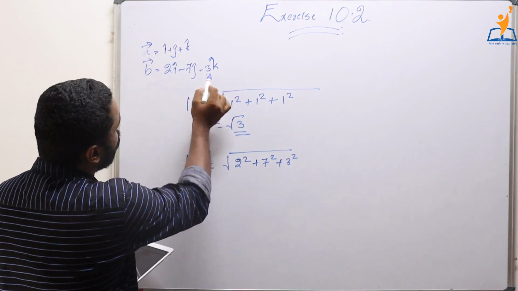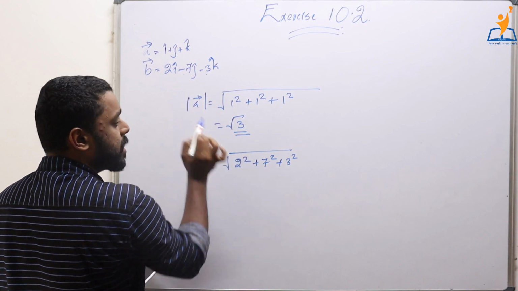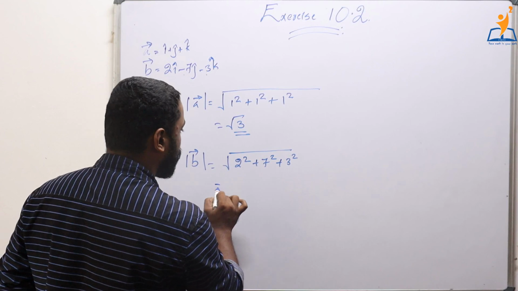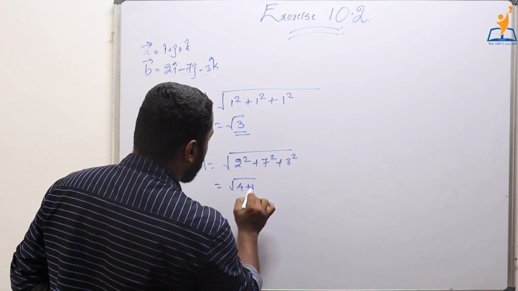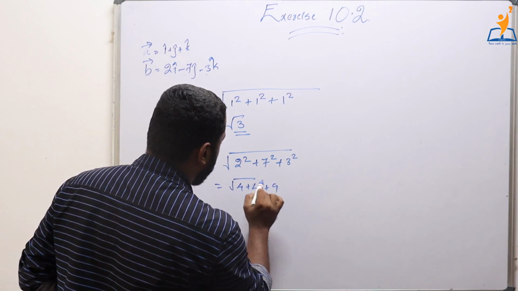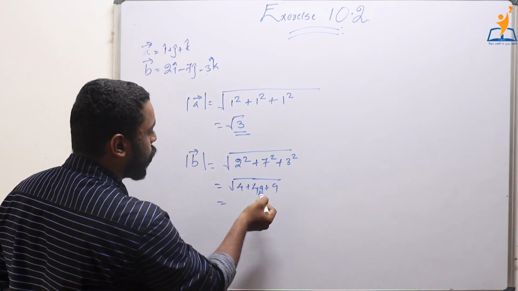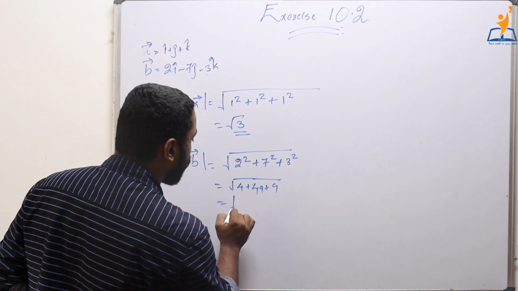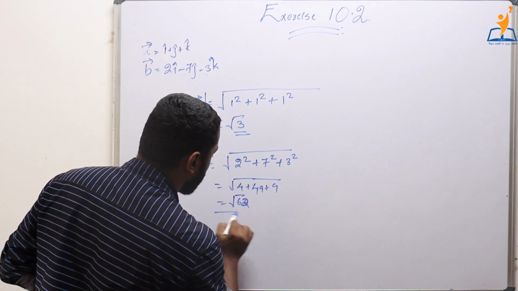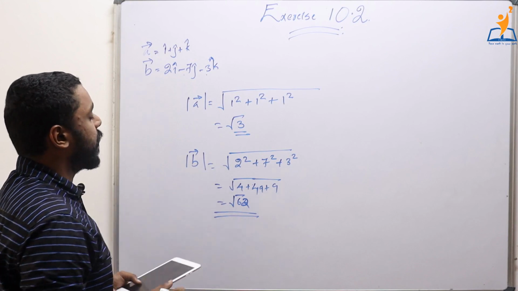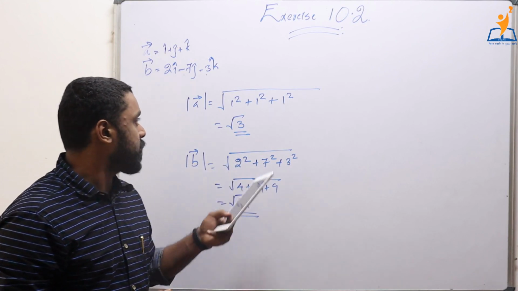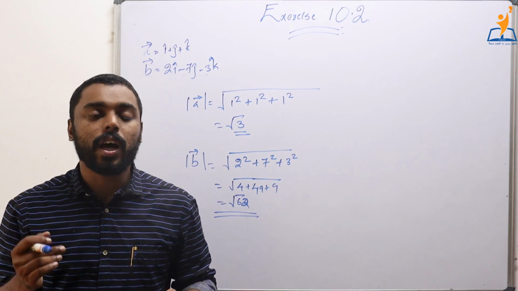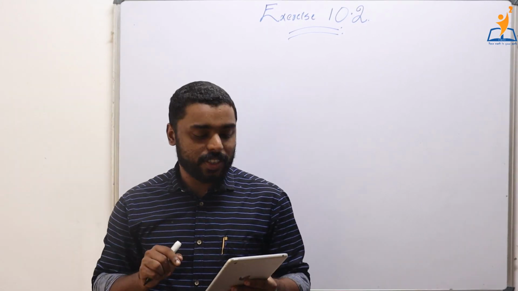See, minus 3 the whole square is nothing but 3 square itself. Minus 7 the whole square is nothing but 7 square itself. So don't bother about the sign. So it will be 4 plus 49 plus 9. Right. So 49 plus 4 is nothing but 53. 53 plus 9 is equal to 62. So we get the magnitude of the vector B as root 62 as well as the magnitude of the vector A as root 3. So now we shall move to the next question.